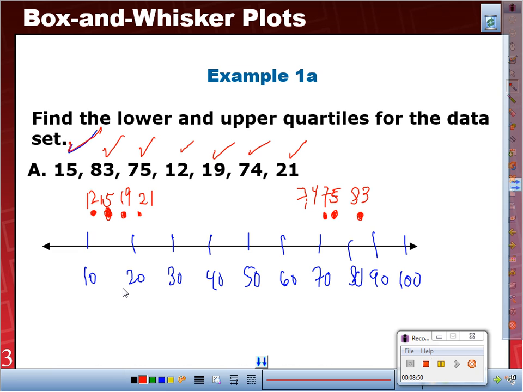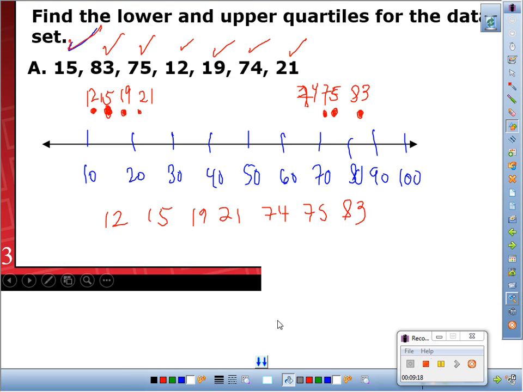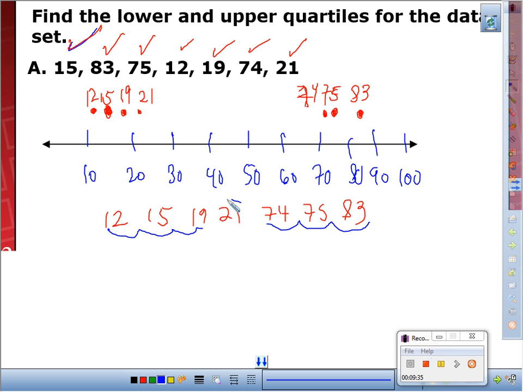All right. So now that we have our plots, first of all, let's write our information from lowest to highest. So we got 12, 15, 19, 21, 74, 75, and 83. Are we there so far? Yeah. All right, so first of all, let's identify our median. So let's see, how many numbers do we have? We got 1, 2, 3, 4, 5, 6, 7. So that means we need to have 1, 2, 3, 1, 2, 3. So this one is our what? Median. Label that, please.